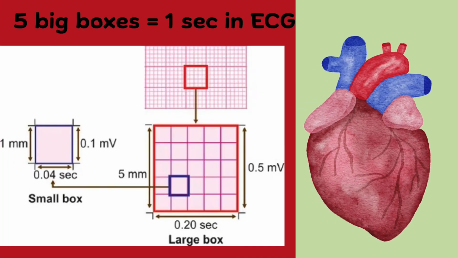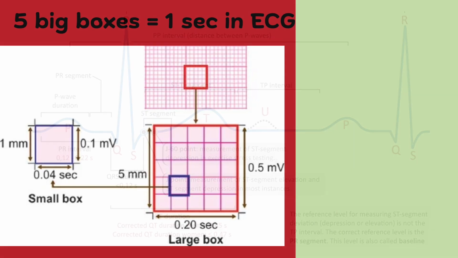About the ECG paper. It consists of 5 small squares that make up one big square. The horizontal line shows the time and the vertical shows the voltage. For each small square, time measures 0.04 seconds and voltage measures 0.1 millivolt. So one big square is 0.20 seconds and 0.5 millivolt.